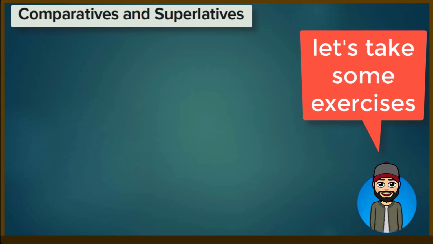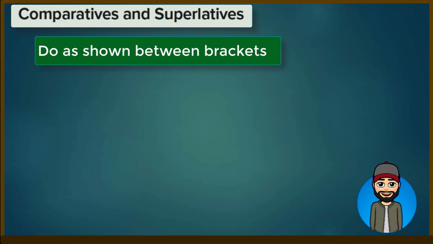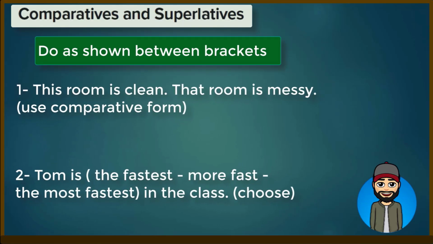Let's take some exercises. دعنا نأخذ بعض التمارين. Do as shown between brackets. افعل ما هو مطلوب ما بين الأقواس. 1. This room is clean. That room is messy. So use comparative form. استخدم صيغة المقارنة ما بين اثنان. Number 2. Tom is the fastest, more fast, the most fastest in the class.